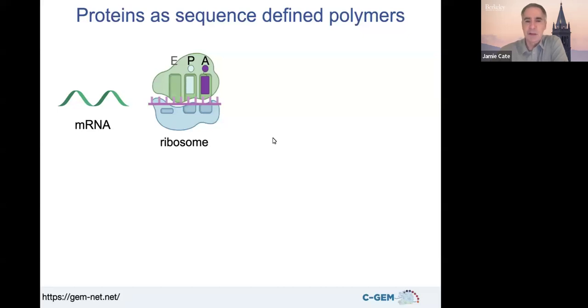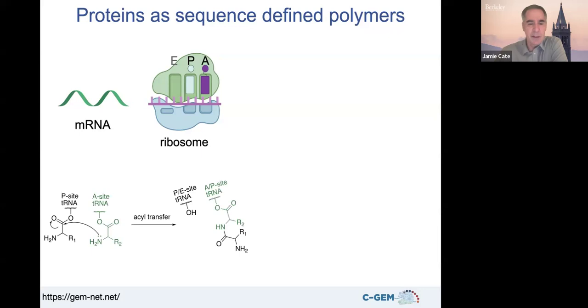So we are interested in how the ribosome can synthesize proteins encoded by messenger RNAs. And so this makes these sequence-defined polymers that the ribosome can make. The ribosome uses this chemistry of amide or peptide bond formation, and it has two sites for this, where there are these adapter molecules called tRNA. There's an A site and the P site. You'll hear those two mentioned a lot. And they use this acyl transfer chemistry to have this growing polymer chain.